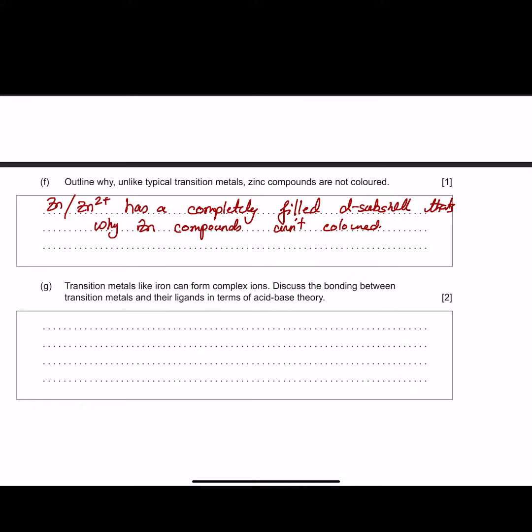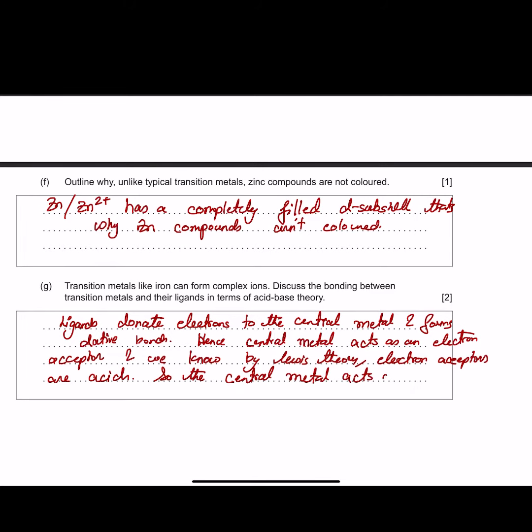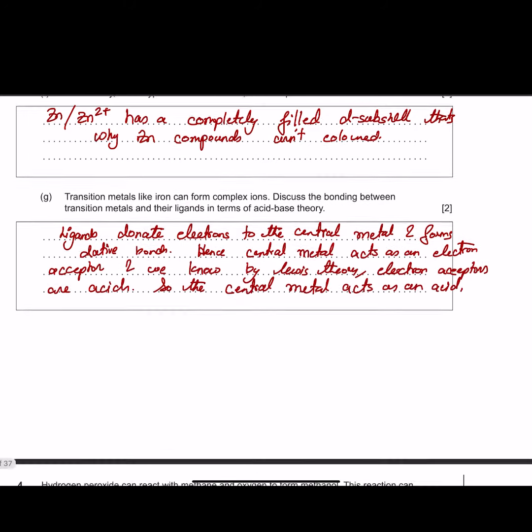So we can just write it out here. Ligands donate electrons to the central metal and form dative bonds. Hence, the central metal ion acts as an electron acceptor. And we know by Lewis theory, electron acceptors are acids. So the central metal acts as an acid. That's the answer to this part G.